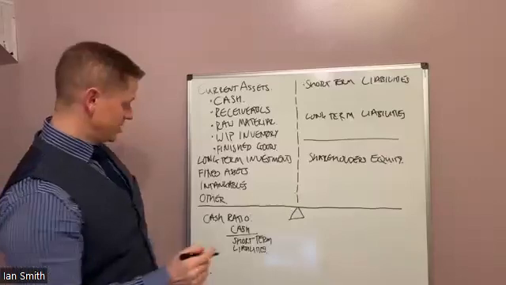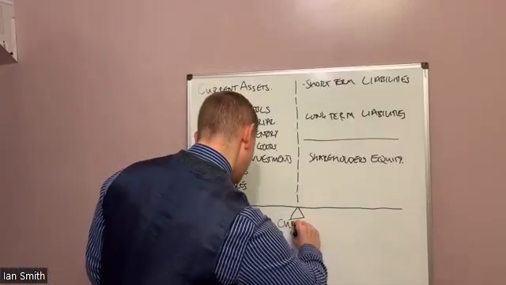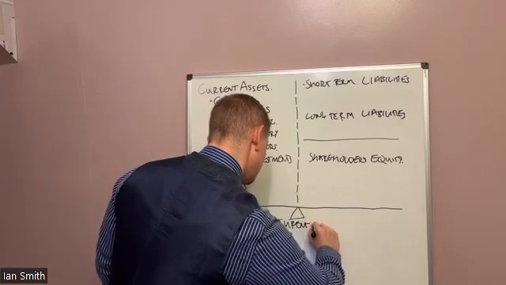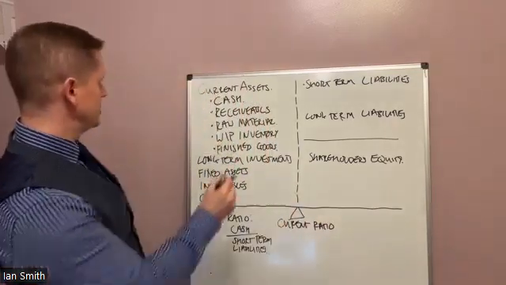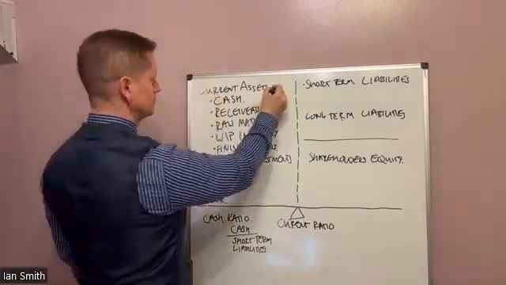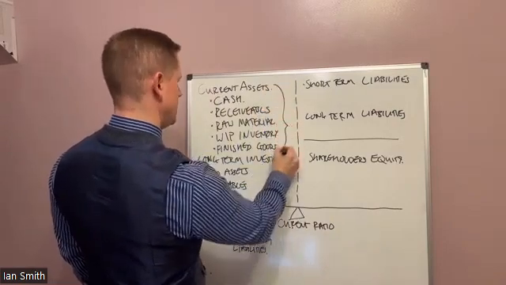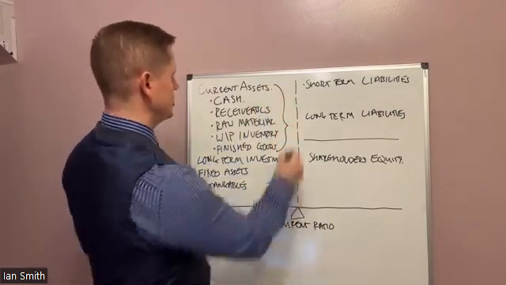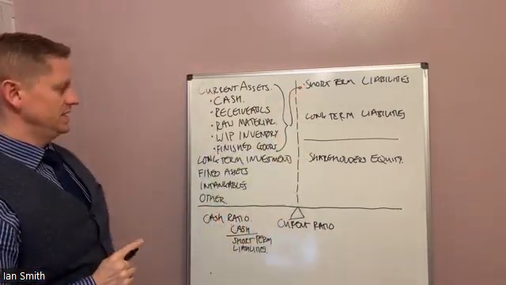Now, the current ratio, here. Current ratio is the total current assets. So from here to here. Current ratio to satisfy short-term liabilities.